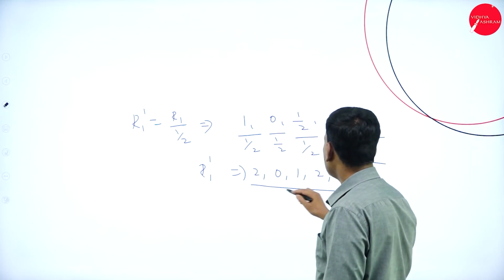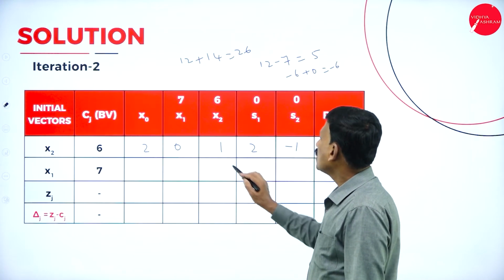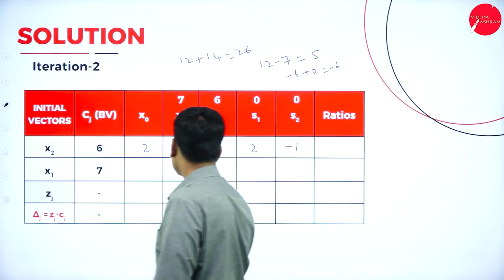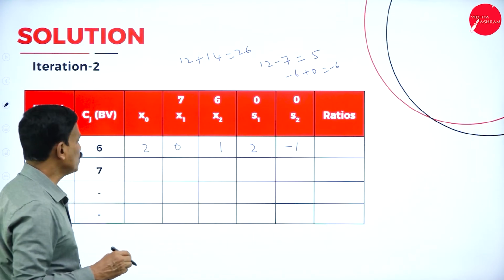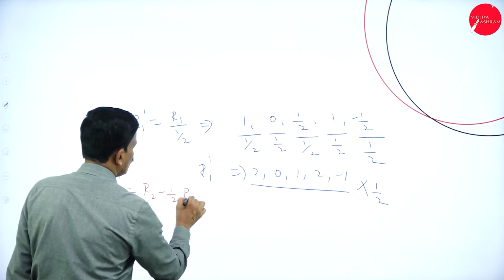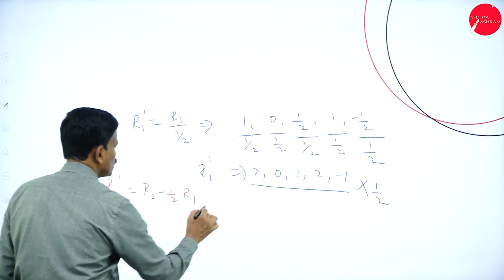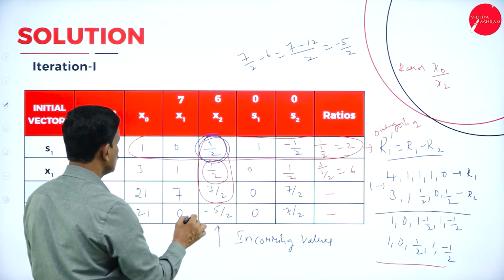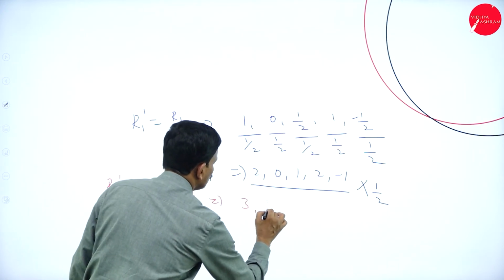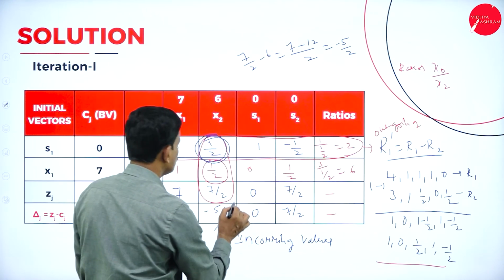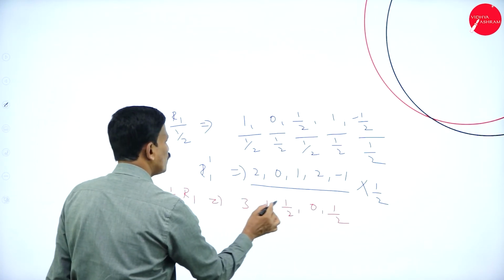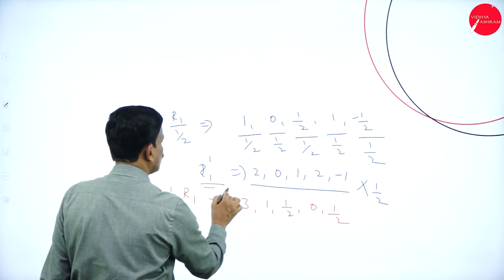So substitute these values in the first row, that is 2, 0, 1, 2 and minus 1. Now for the second row, what is the elementary operation we are going to use? R2 dash is equal to R2 minus half of R1. So write down the elements of R2. What does R2 contain? Here R2 contains 3, 1, 1 by 2, 0, 1 by 2. Okay. Now half of R1 means just multiply this by 1 by 2.